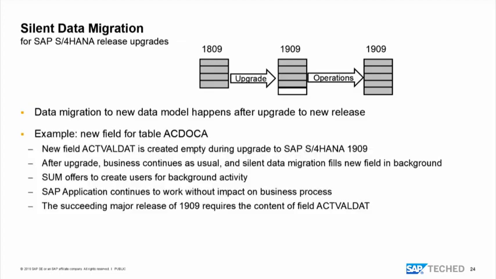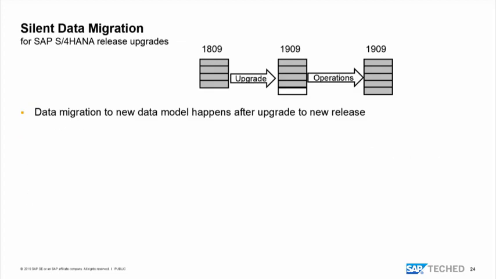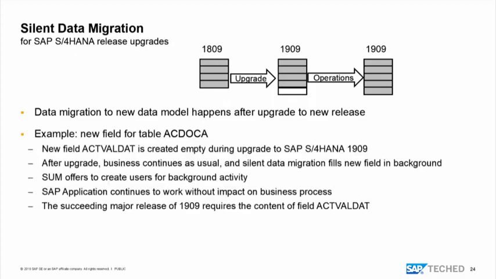And since the Software Update Manager in this case will tell you, shall I create the required users for you, you will experience this dialog and you will see silent data migration. One example would be that table ACDOCA, the famous universal journal, has a new field that is introduced with 1909. It's created by the SUM tool, but it's empty. And after the upgrade, during the operation of the system, which is working as usual, the silent data migration background jobs will fill the new field in background, so that this activity is not part of the downtime.